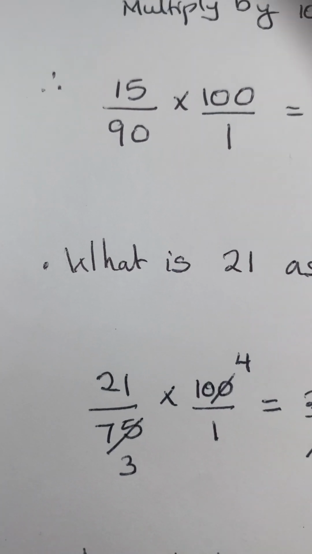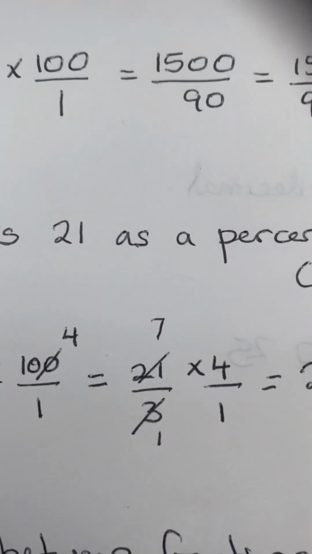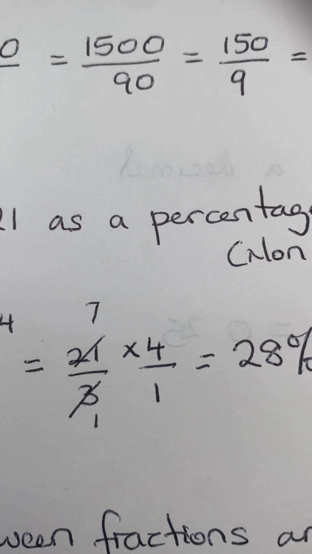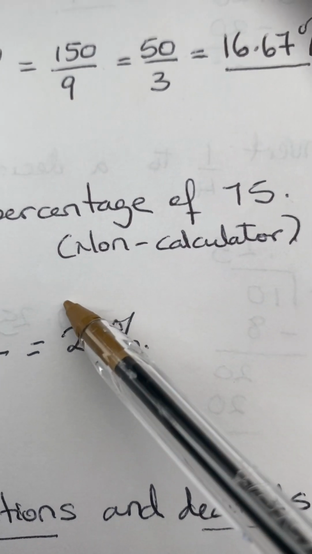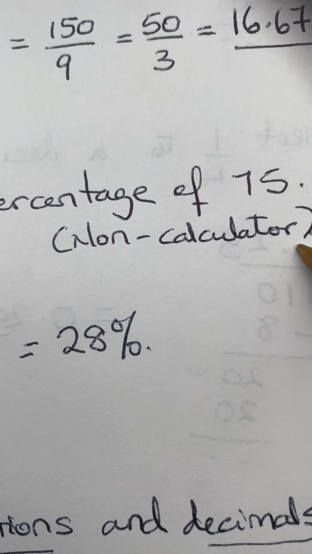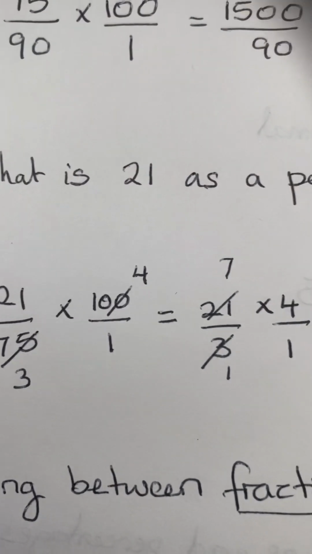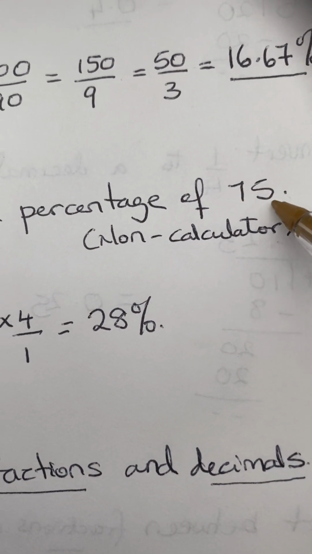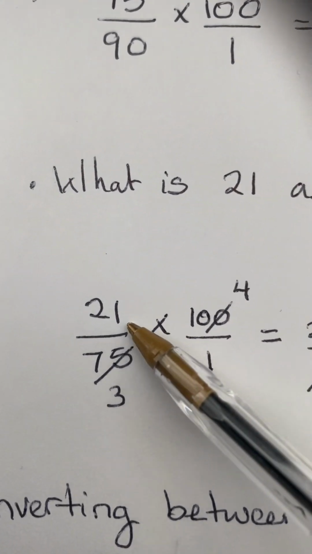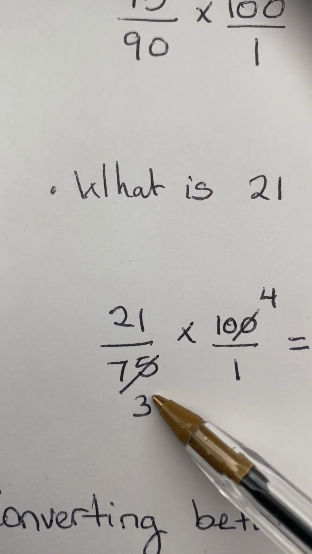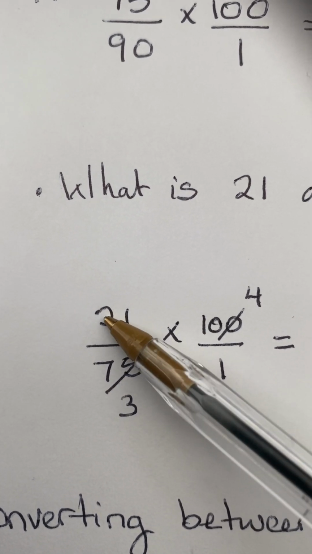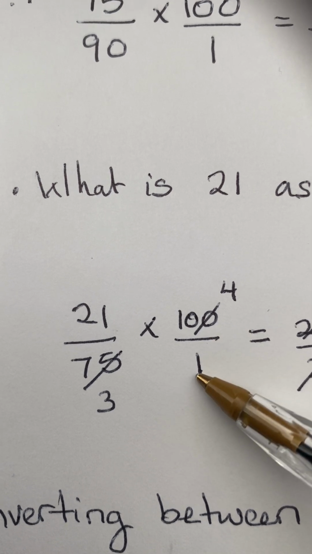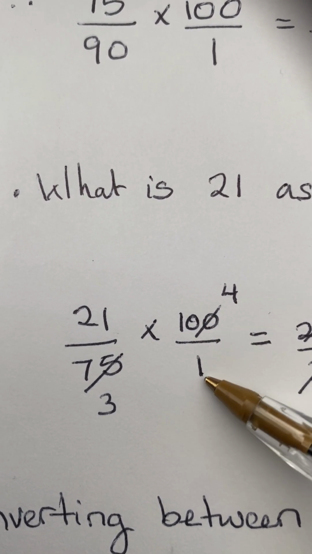Now, a second example. What is 21% of 75? The same principle here, but this can come in the non-calculator paper. I'll tell you why. Look, 21 as a percentage of 75. So you have 21 over 75. This is our first fraction, times 100. Then we put it over 1, because 100 over 1 is the same as 100.